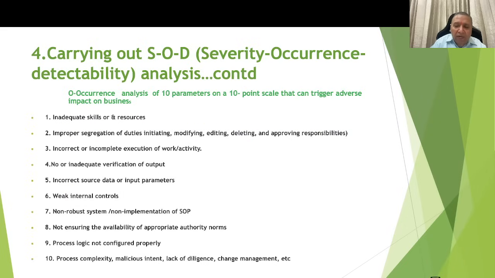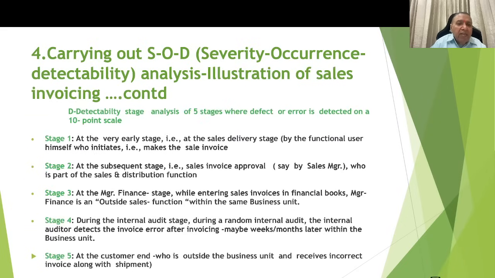Now in the case of detectability, if detection is done at, say, the finance manager stage and he or she misses it out, I have given a score of 7 instead of a lower score. So the impact is going to be high. It may be detected at the internal audit itself, or may not be detected, therefore the score is given as 7.